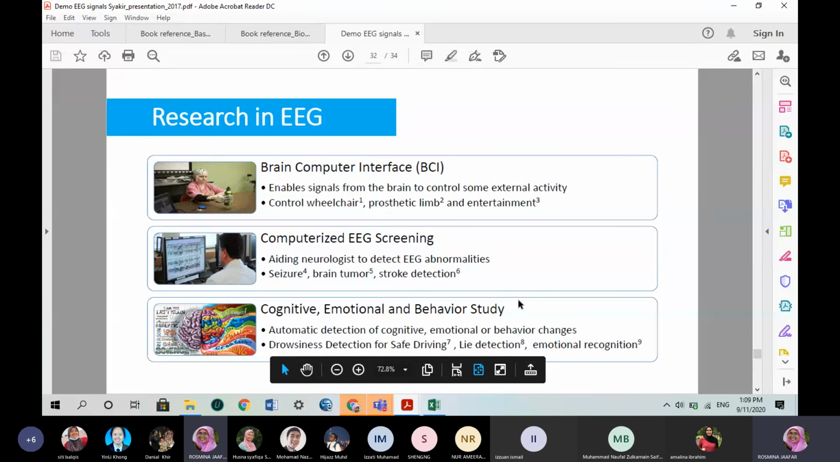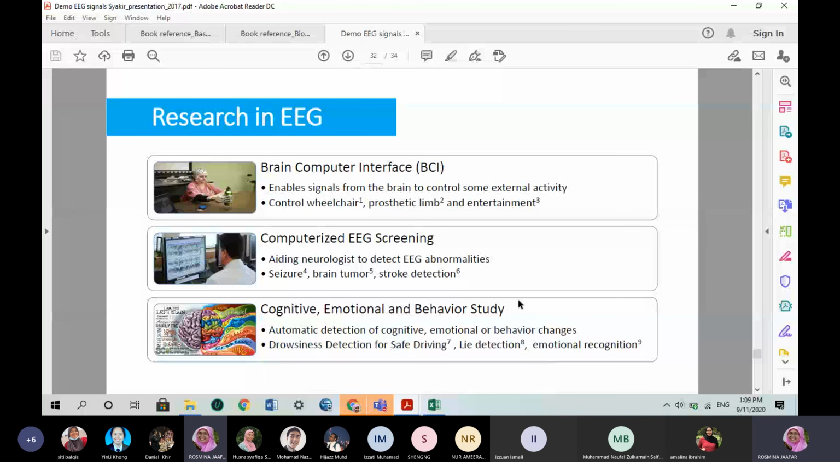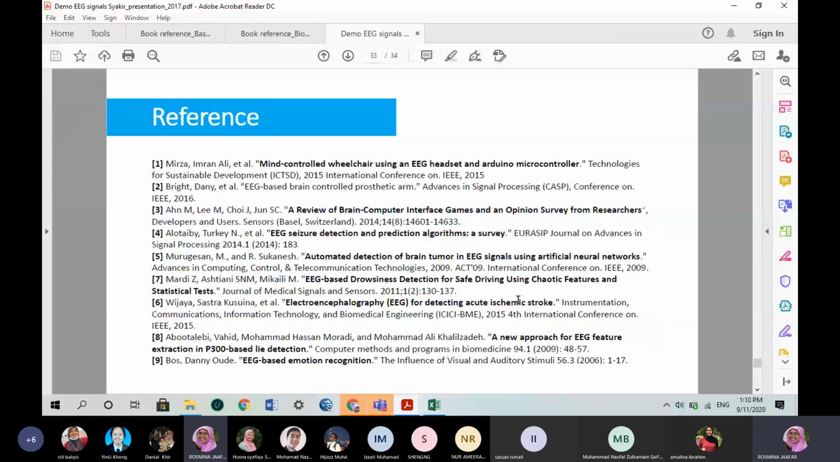So for those who work in EEG, we have neurologists and psychiatrists. Psychiatrists also look at EEG signals, but their interest is in the cognitive and behavior aspects. That's all regarding the EEG. I hope you can get the idea of how we can use EEG.